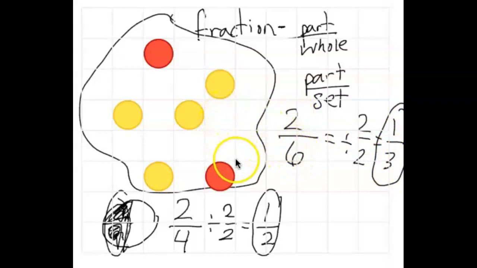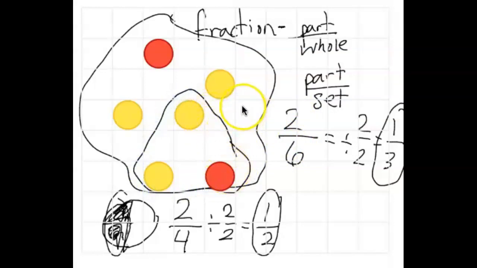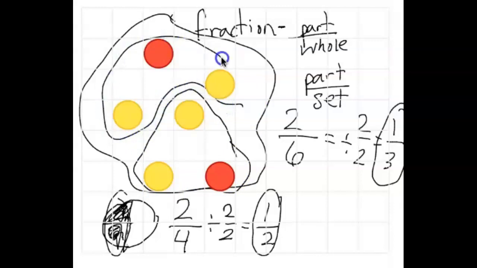If I were to very carefully draw a picture within this picture, this shows that for every 1, 2, 3 puppies, one of them will have spots. 1, 2, 3 puppies, one will have spots. So this is actually what fractions are: comparing parts to the whole and parts to the set.